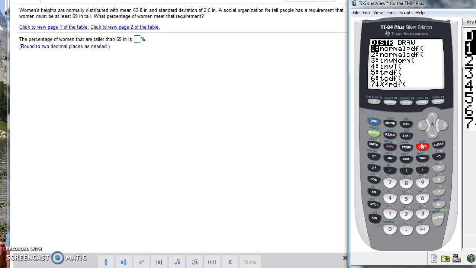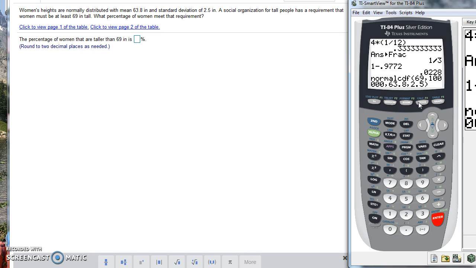So we're going to use the normal CDF function. And then we need to enter our lower and our upper bound to be at least 69. That's 69 inches or greater. So we're going to do 69, 1,000, or 10,000 with a mean of 63.8 and a standard deviation of 2.5.